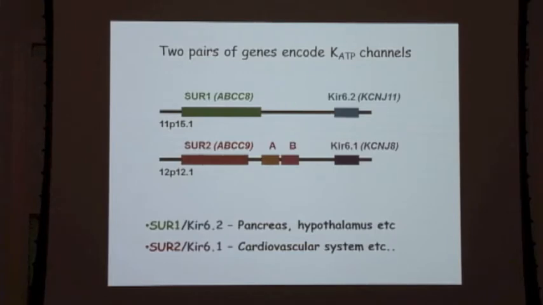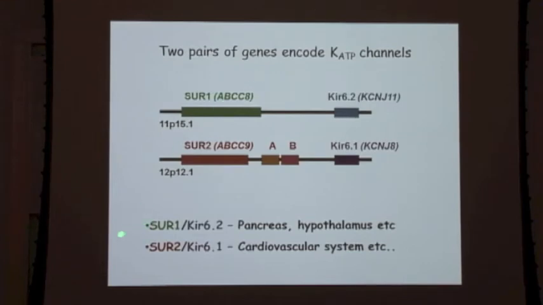We know that this pair of proteins are expressed predominantly in the pancreas and neurons in the brain, whereas this pair is expressed predominantly in different muscles. So actually in skeletal muscle, smooth muscle, and also in the heart. And I'll come back to that later on.